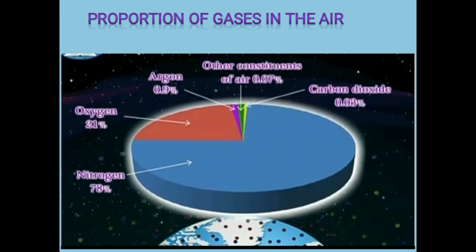Students, here is the figure of the proportion of gases in the air. Nitrogen is present 78%, oxygen 21%, argon is present 0.9%, and other constituents of the air like inert gases, water vapor and dust particles are present 0.07%, and carbon dioxide is present 0.03% in the atmosphere.